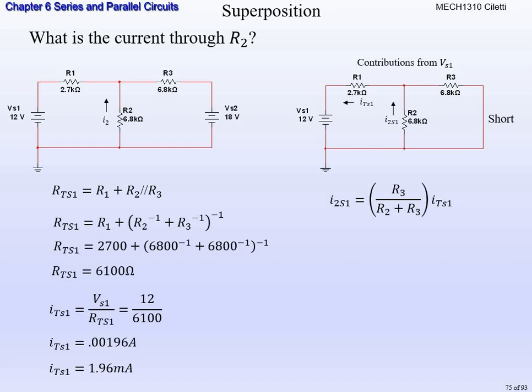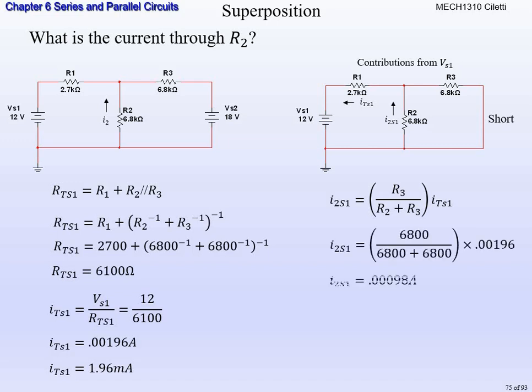Remember, with a current divider, we use the current through the opposite circuit that's in parallel. So that's why R3 is on top. So I'm going to have I2S1. It's I2, which is what we're looking for, with contributions from source 1. So that's going to be R3 divided by R2 plus R3, times the total current from source 1.